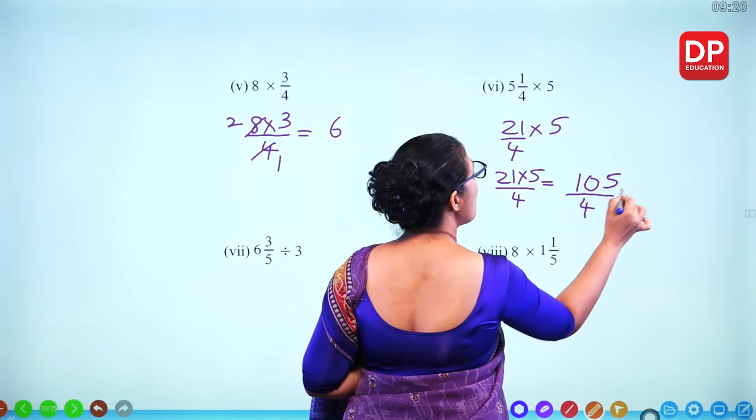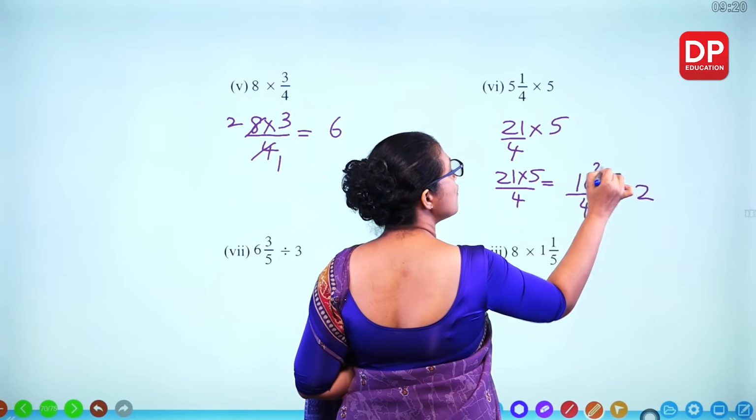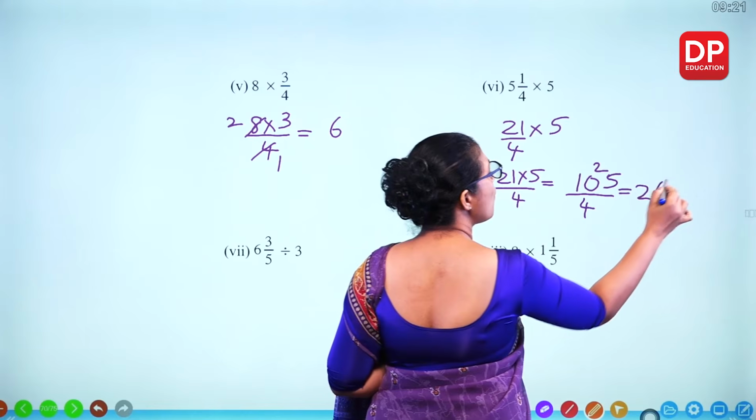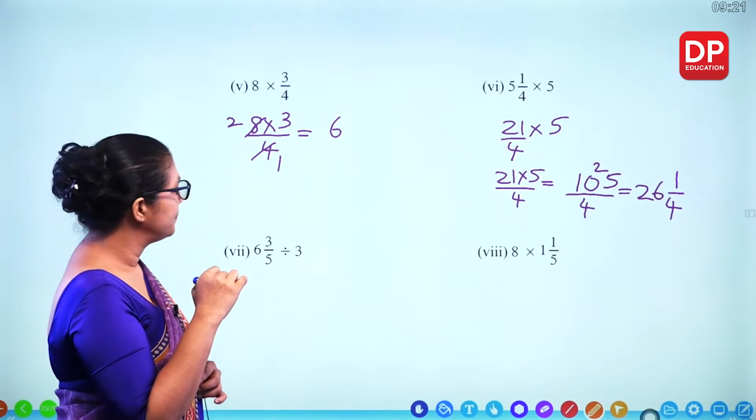105 divided by 4. 4 times 2, 8. For 25, that's 4 times 6, 24. And 1 part remaining, so 1/4.